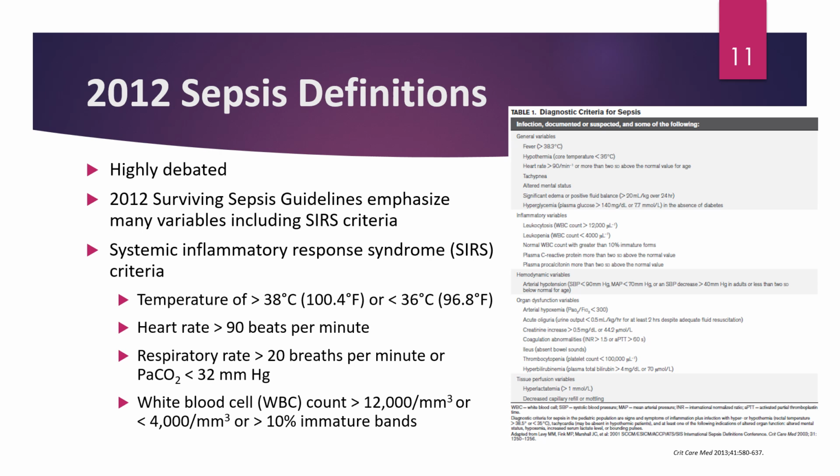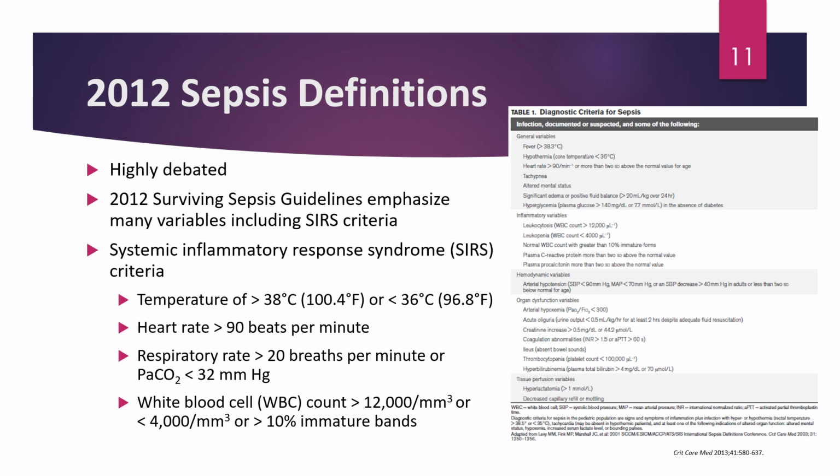SIRS criteria do include temperature greater than basically 100.4 degrees Fahrenheit or less than 96.8 degrees Fahrenheit, a heart rate greater than 90, and in some cases some people might say 100, respiratory rate greater than 20, or a PaCO2 of less than 32, a white blood cell count greater than 12,000 or less than 4,000, or greater than 10% immature bands.